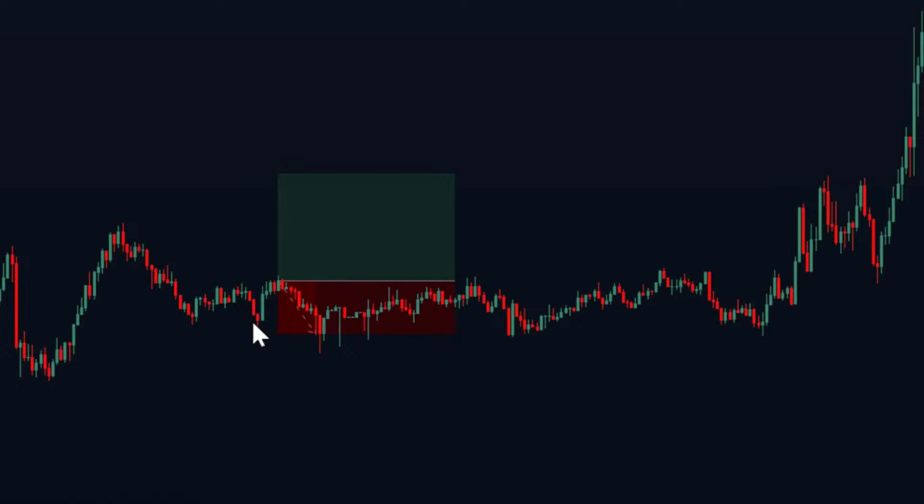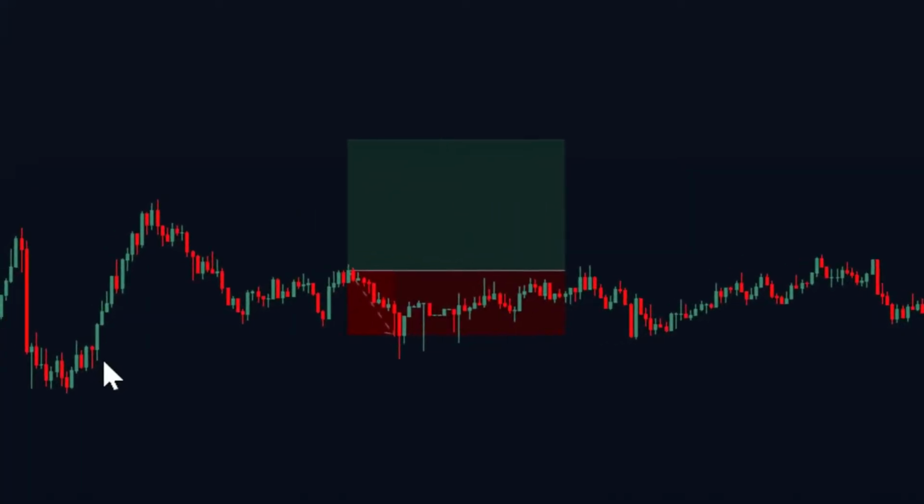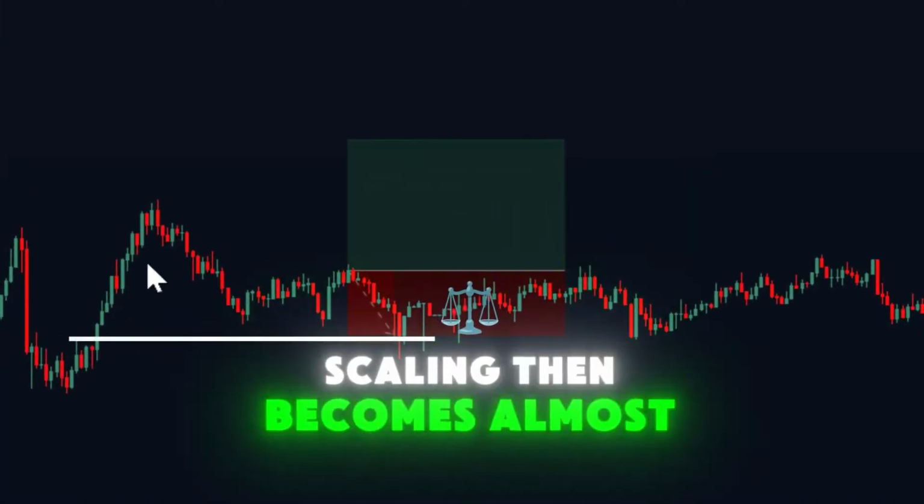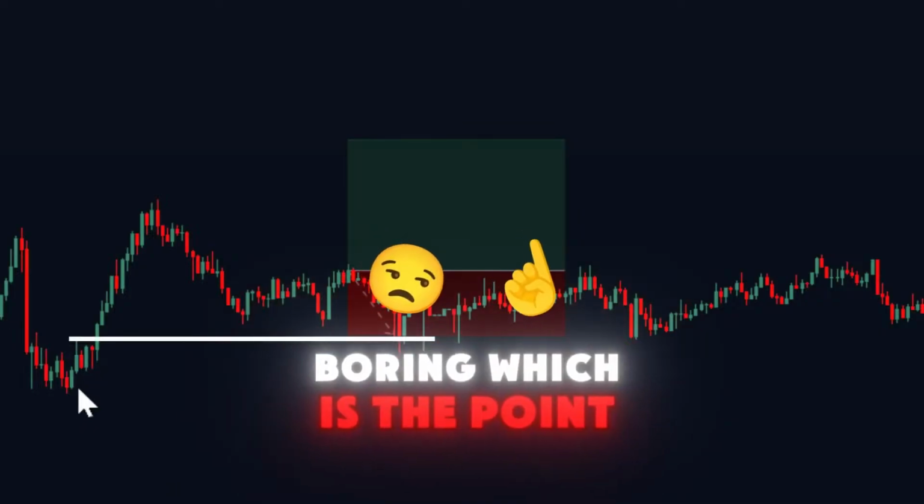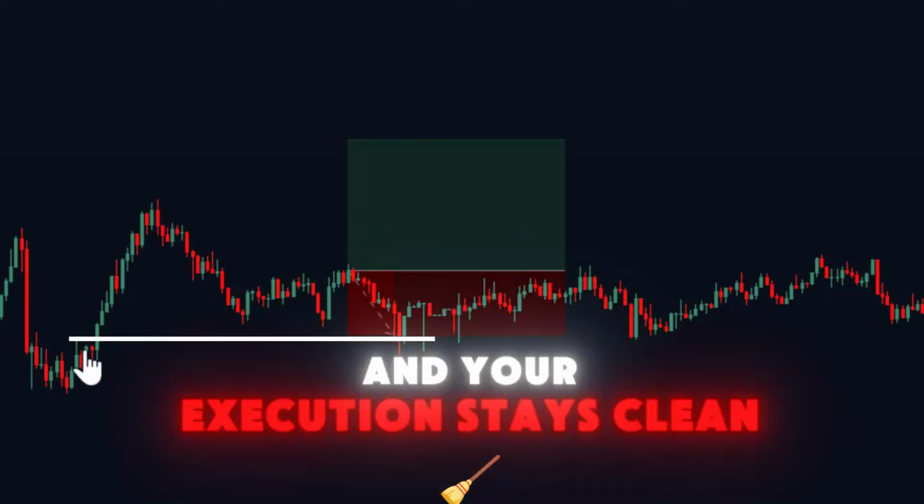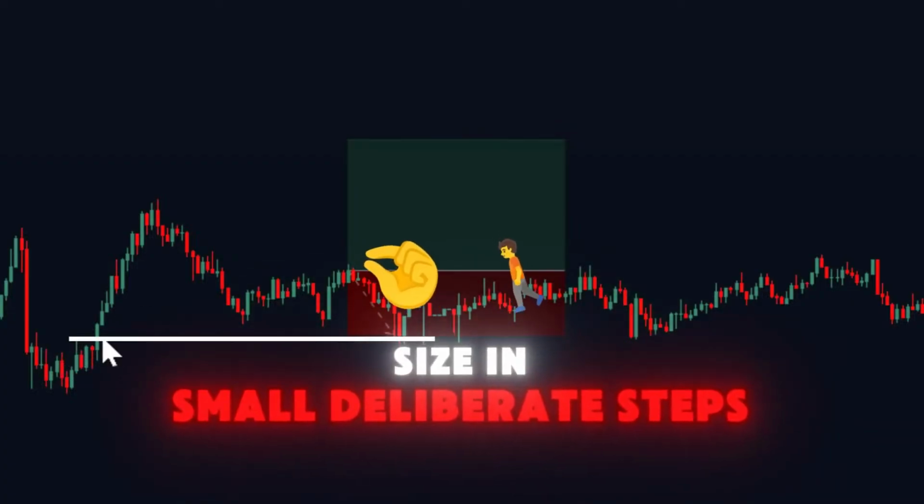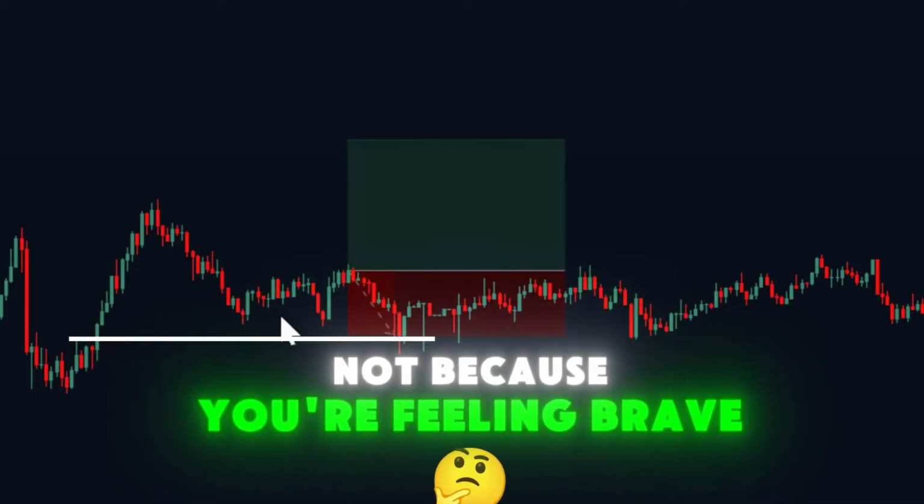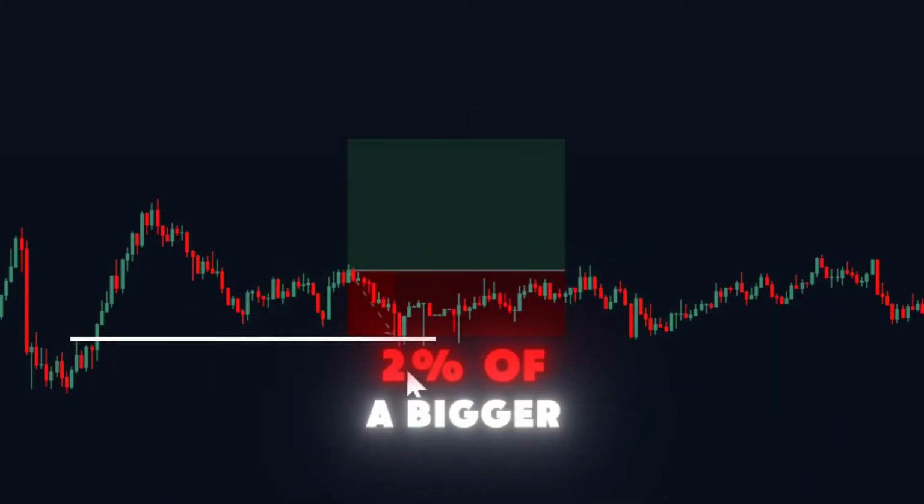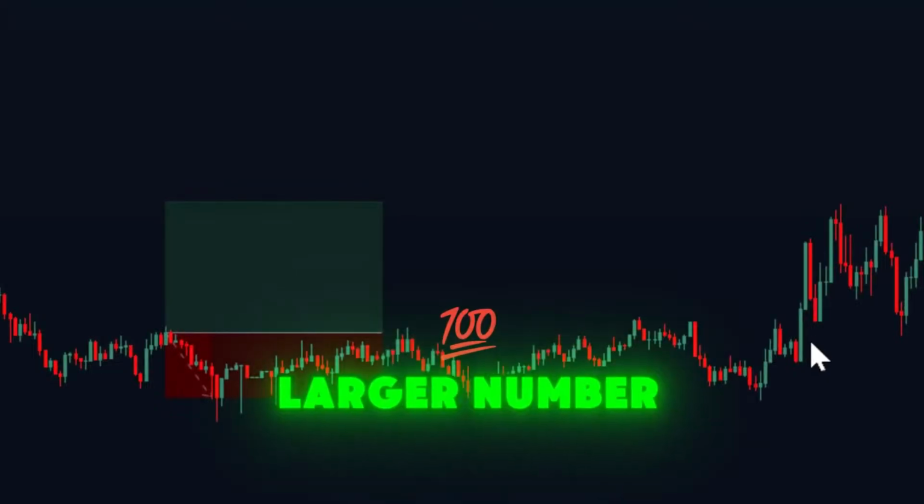The number that matters isn't your position size, it's your risk per trade. Keep it to 1 to 2% of the account, full stop. That single rule is what lets you survive a losing streak, and you will have losing streaks even with a good system. Scaling then becomes almost boring, which is the point. As the account grows and your execution stays clean, you increase your position size in small, deliberate steps, not because you're feeling brave, but because 1 to 2% of a bigger balance is simply a larger number.